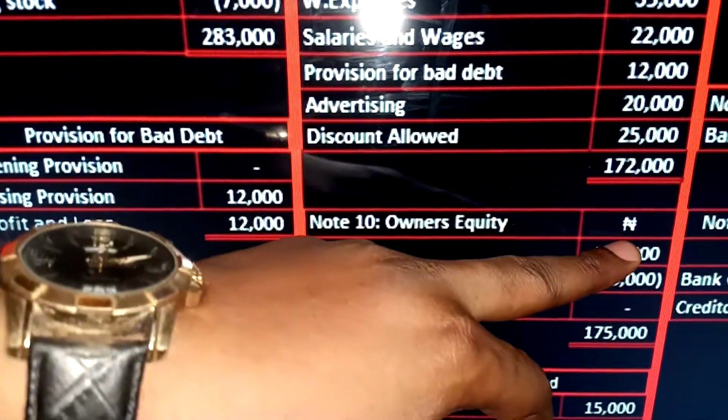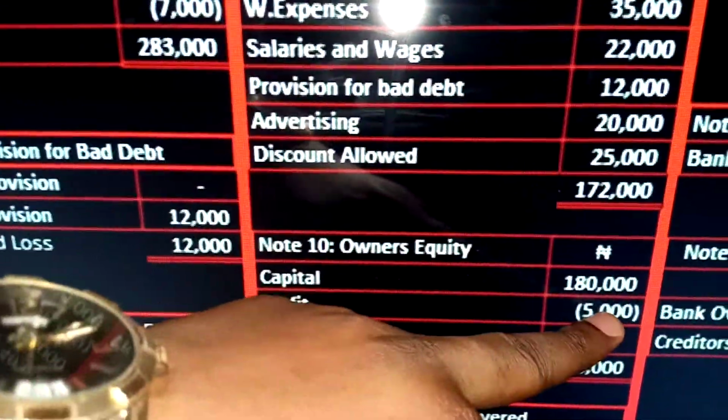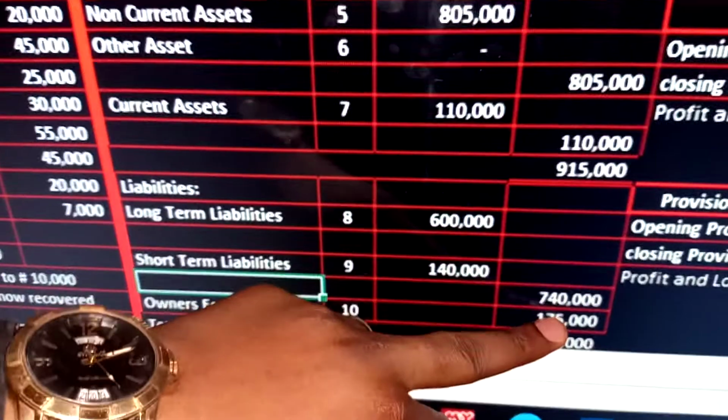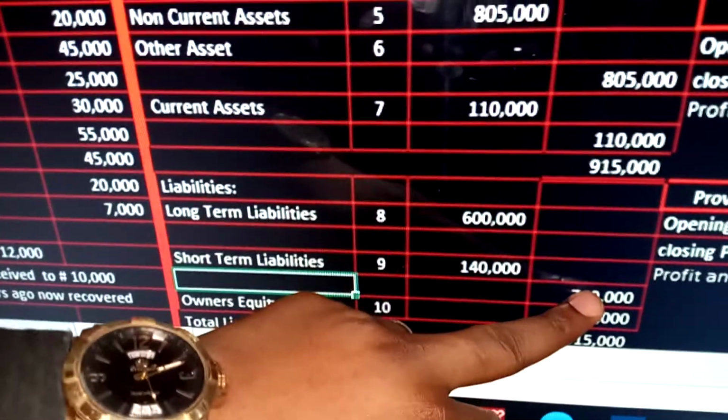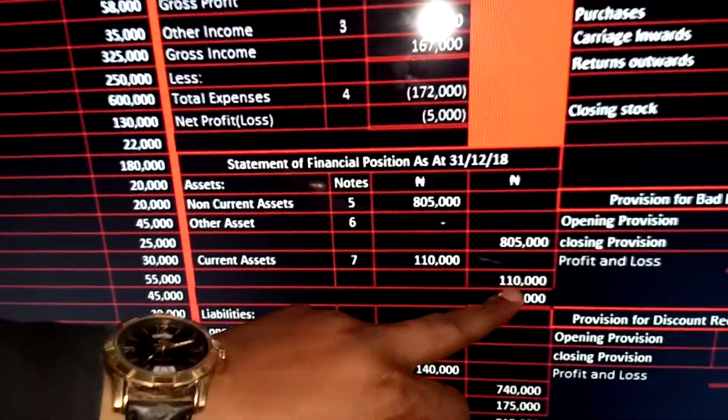So owner's equity is reduced from 180,000, which is in the question. See capital here, 180,000. It's reducing by the loss made. See the loss here in the trading and profit and loss account, 5,000. So that is what is reducing this to 175,000. So bring your 175,000 to the owner's equity side in the statement of financial position. If you add your total long-term liability, short-term liability, and owner's equity, you have 915,000. That's your total liability. So you can see that total liability is equal to your total asset. That is an illustration on adjusting for provisions in the final accounts, in the trading profit and loss account and balance sheet, or in the statement of financial position and what they call the comprehensive income statement.